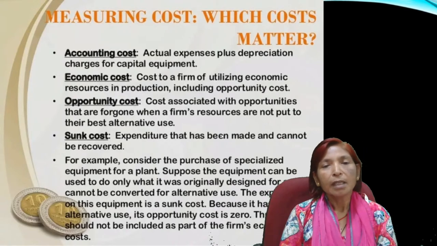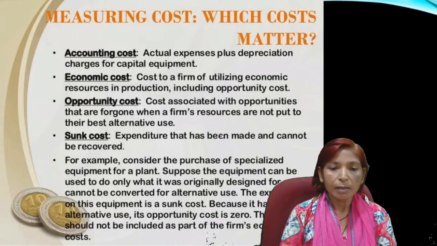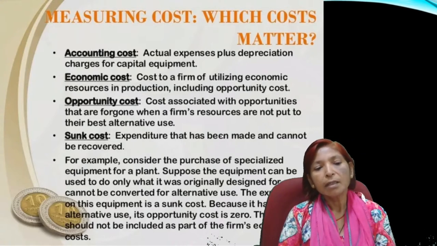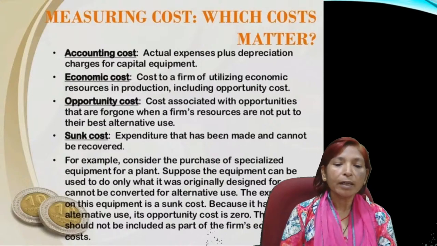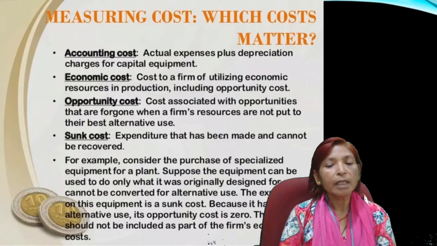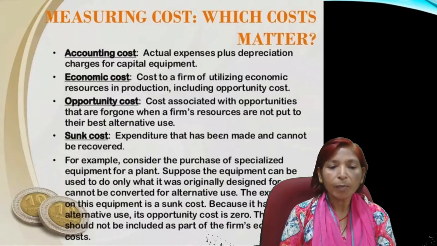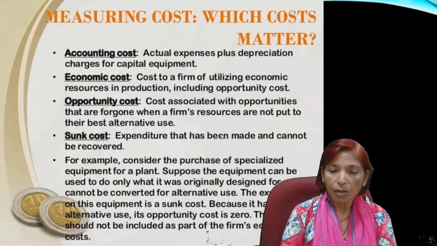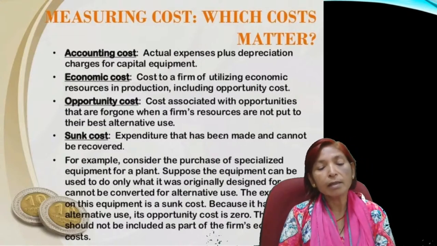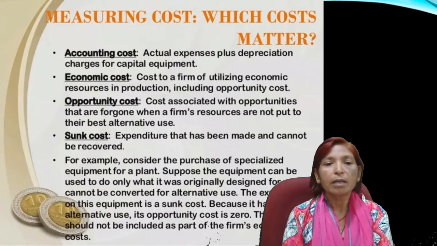For example, consider the purchase of specialized equipment for a plant. Suppose the equipment can be used to do only what it was originally designed for and can't be converted for alternative use. The expenditure on this equipment is called sunk cost because it has no alternative use. So its opportunity cost is zero. Thus, it should not be included as part of the firm's economic cost.